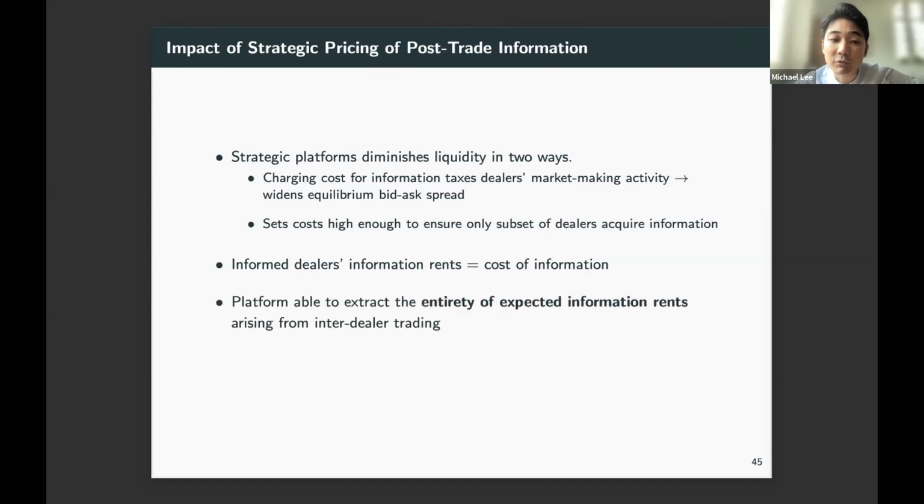And by doing so, the platform is able to extract the entirety of the expected information rents that arise from interdealer trading. This is particularly relevant because the implementation is really simple. You just need to set the costs sufficiently high, and this ensures that only a subset of the dealers will opt to acquire this information in a way that also substantiates the information rents, and doing so allows the platform to effectively extract all of the rents associated with the superior information that occurs in the interdealer market.